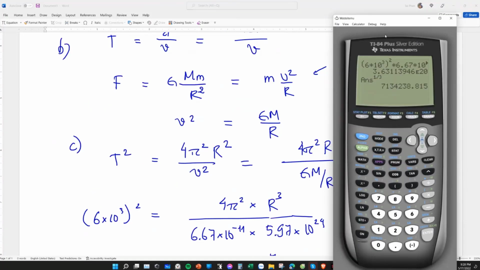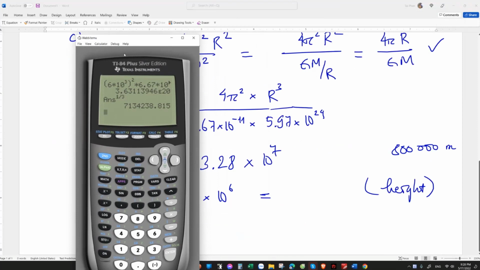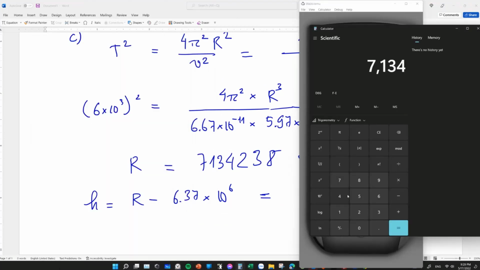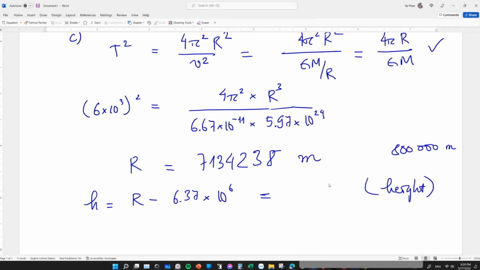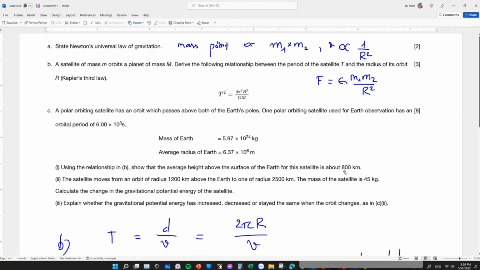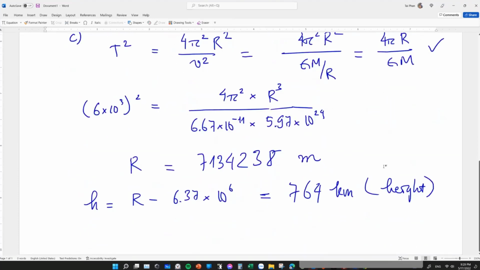You see the radius, this is exactly the value that I expected: 7,134,238 minus 6,370,000. Okay, about 764 kilometers from the surface of the Earth. 764 kilometers away from the Earth, which is approximately equal to 800, which they ask us to prove. And if we round this to one significant figure, it will be 800.